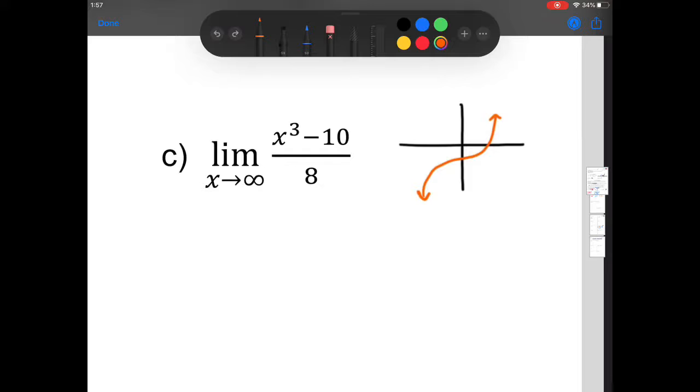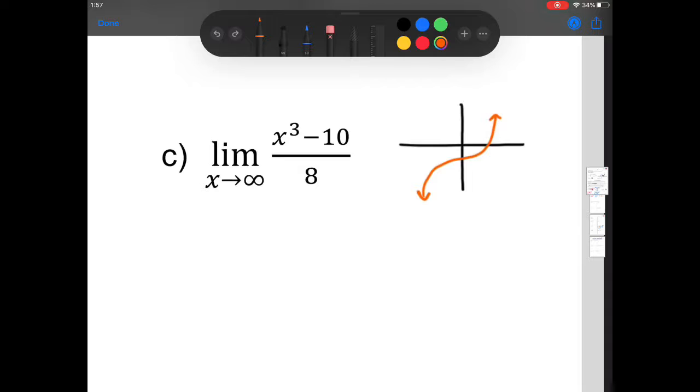Part C. Limit as x approaches infinity, x cubed minus 10 over 8. I use the calculator to grasp this rational expression. So I want you to have your notes that I asked you to copy in front of you, so you're able to answer this question. You should have a tentative idea of which scenario this is.